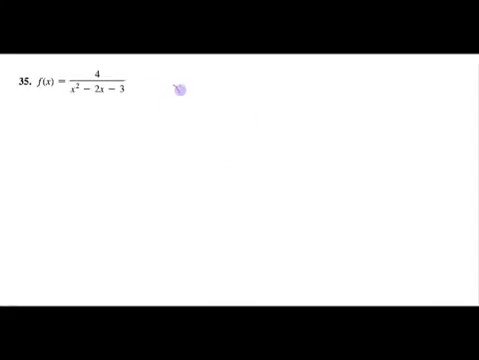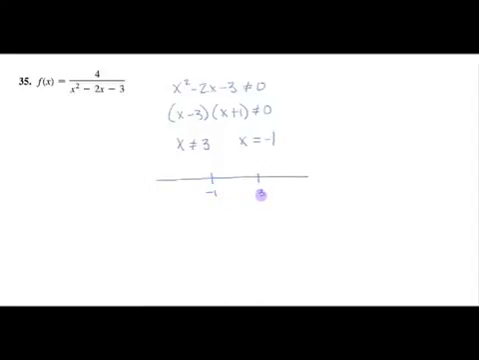Again, I have a denominator, so I know that the x squared minus 2x minus 3 cannot equal 0. So x minus 3 times x plus 1 cannot equal 0. x can't equal 3, and x can't equal negative 1. Again, if I graph the domain on the number line, I have everything shaded except for negative 1 and 3. So 3 intervals joined with 2 unions. So the domain in interval notation is negative infinity to negative 1, union, negative 1 to 3, union, 3 to infinity.